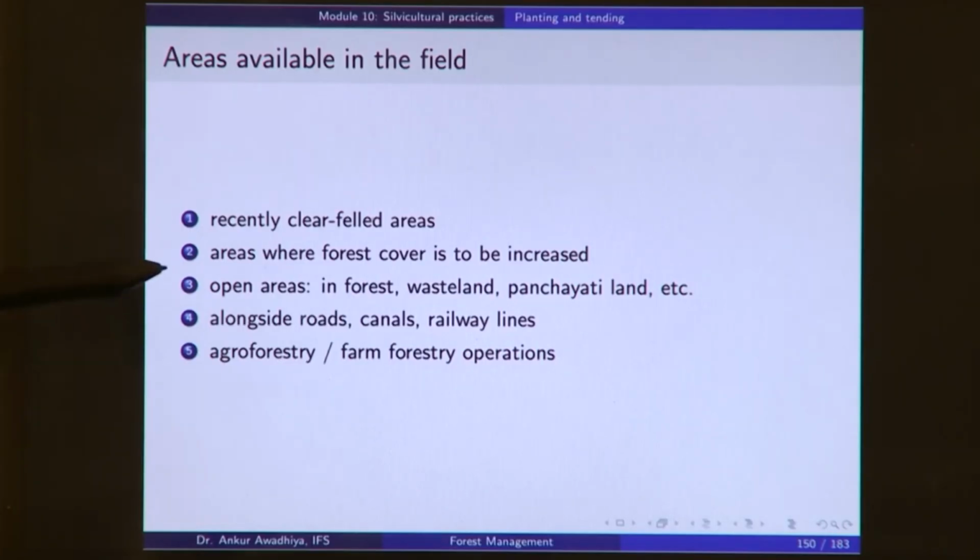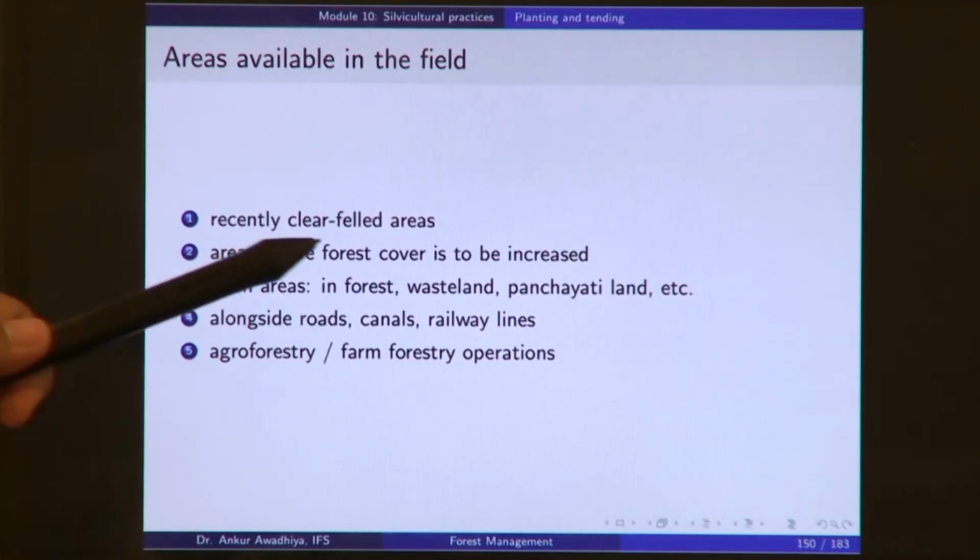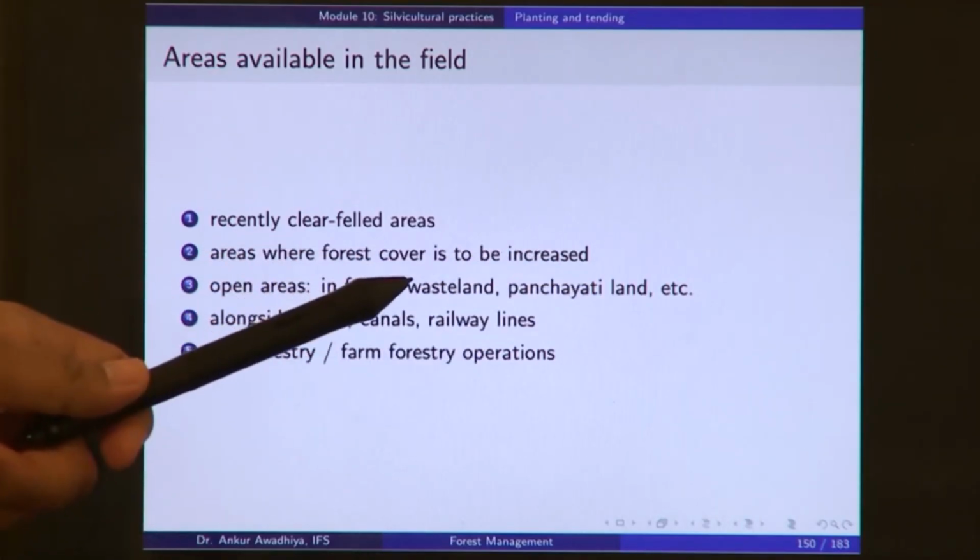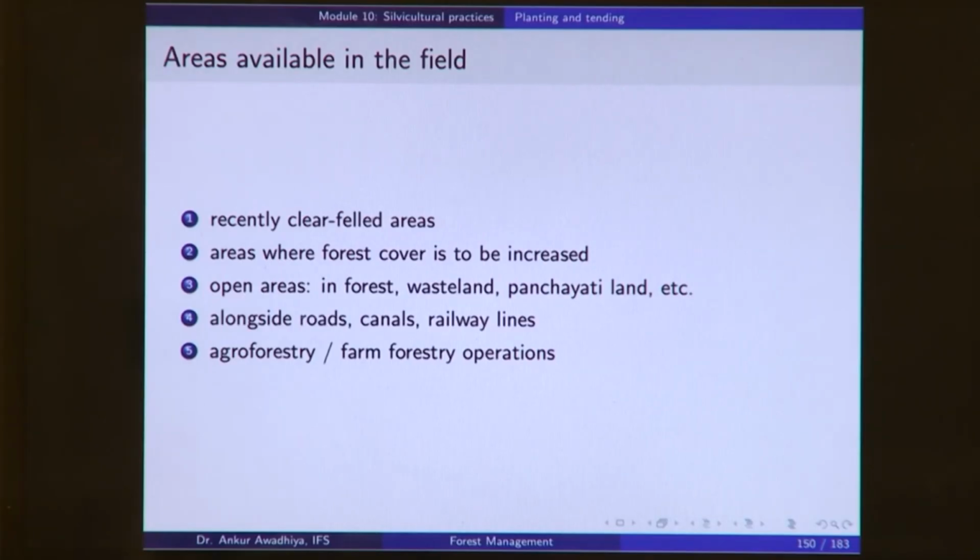Then there are certain open areas in forest areas, certain wastelands, certain panchayati lands, and so on. Especially in the case of social forestry, these days people are coming up with a demand that they require fuel wood crops. Now, where will we plant these fuel wood crops? Panchayati lands are available, and in those areas we can come up with those plantations. So, these open areas, whether they are in forest, in revenue land or in wasteland, can be put up for plantations.